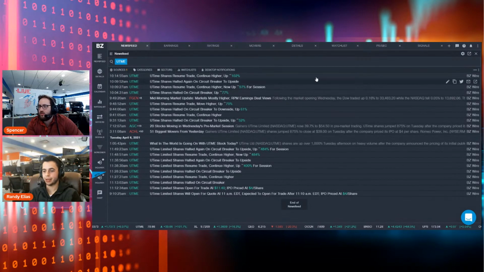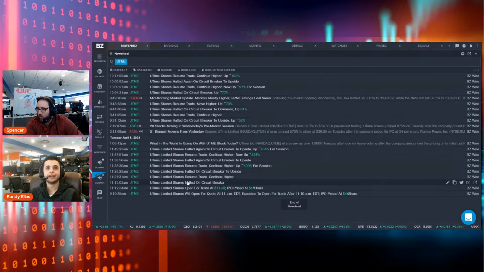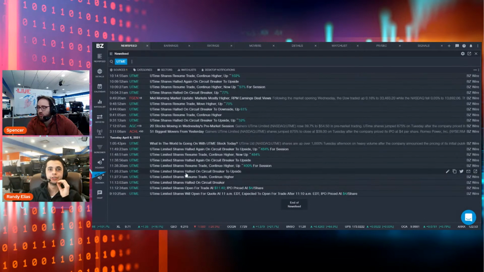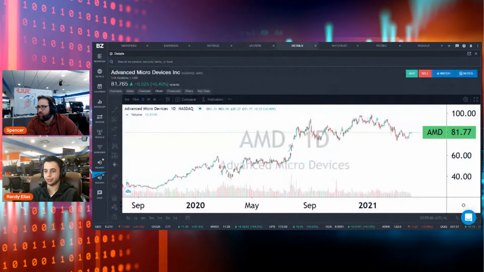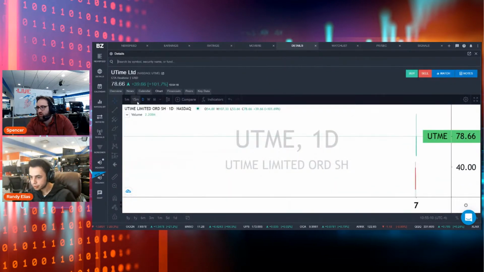Look at this. The stock just IPO'd yesterday. Look at how many halts. Yesterday, 1, 2, 3, 4 halts. Today, 1, 2, 3, 4 halts already. So 8 halts in 2 days. This is a Chinese company, right? I'm pretty sure it's a Chinese company.